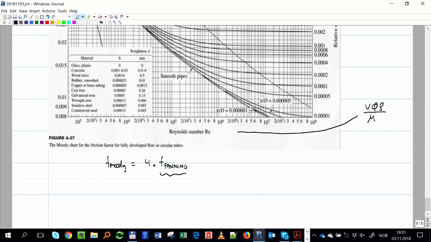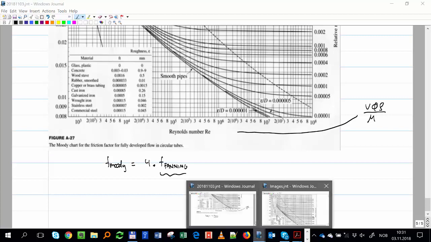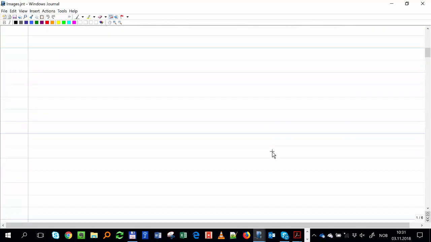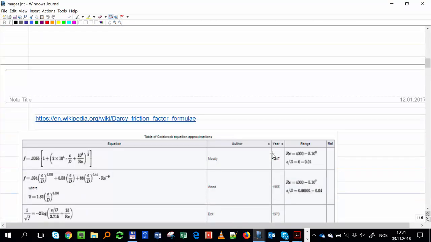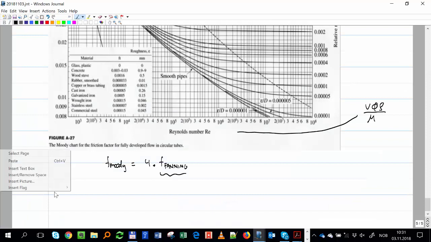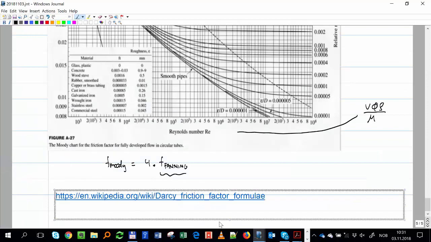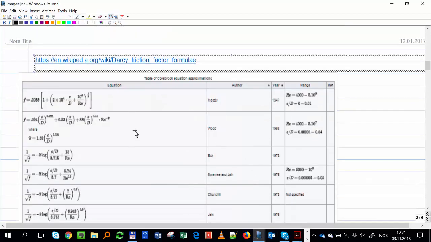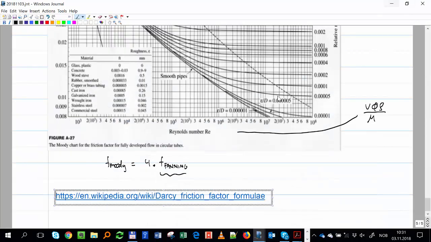There are many expressions for the friction factor. If you go search, I think I took this from Wikipedia, so I'm not going to get sued by anyone, I hope, by pasting it here. But if you go to that website, you will find tons and tons and tons of expressions for the friction factor.